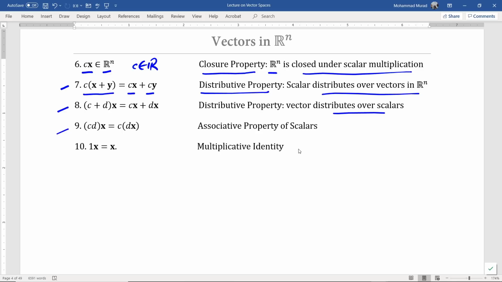Property 9. cd times x is equal to c times dx. This property is known as the associative property of scalars. And finally, we have property 10. 1 times x is equal to x. This is true for all x in the set Rn. This property is called the existence of multiplicative identity property.